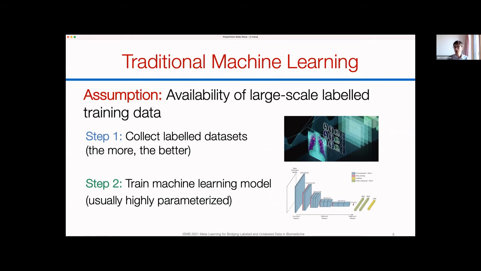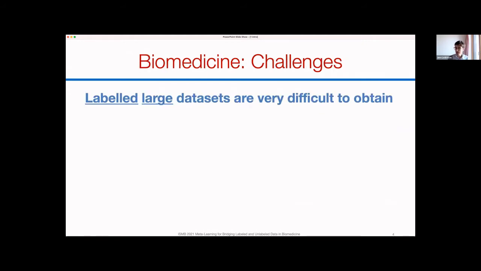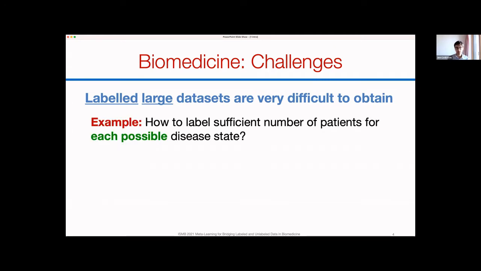But if we want to use this paradigm in biomedicine, there are a lot of challenges. First and most important is that a large-scale labeled data set is very difficult to obtain. The example I want to illustrate is that if I want to classify patients, I need a large number of patients, and I need each patient to be classified, let's say, with their disease state, and I need each possible disease state so that the model is able to learn to identify the disease from the patient data.